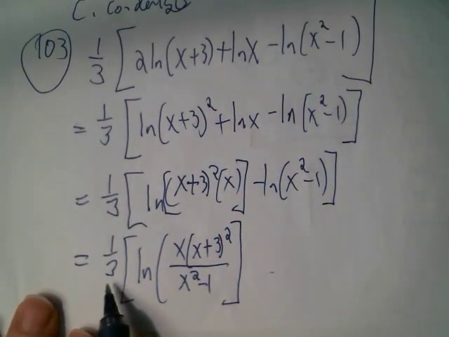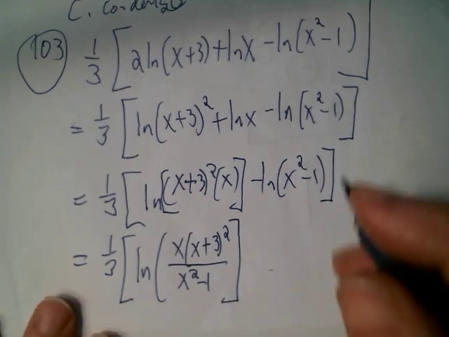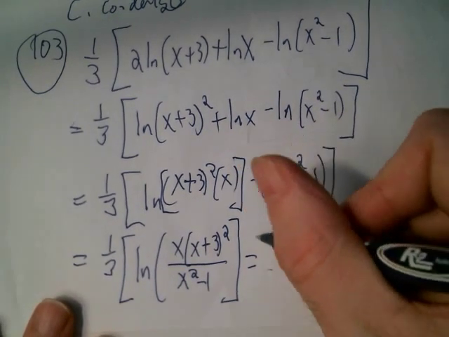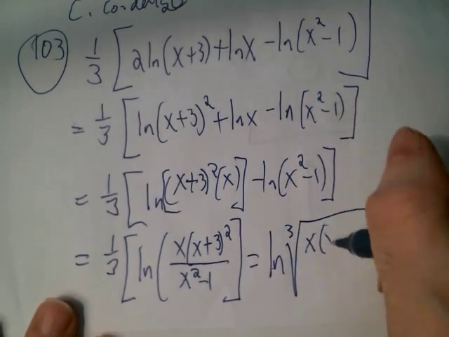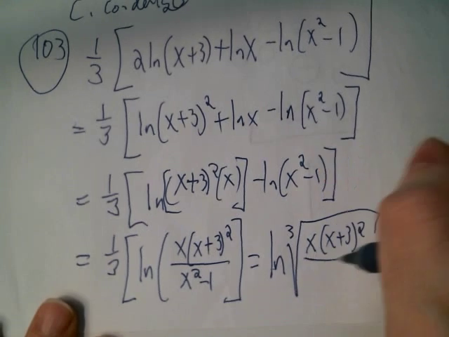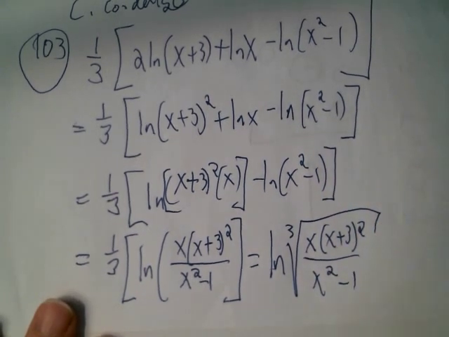And then take the 1/3 and pull it inside as the exponent, and it will be a cube root. So the ln of the cube root of x times x plus 3 squared all over x squared minus 1.